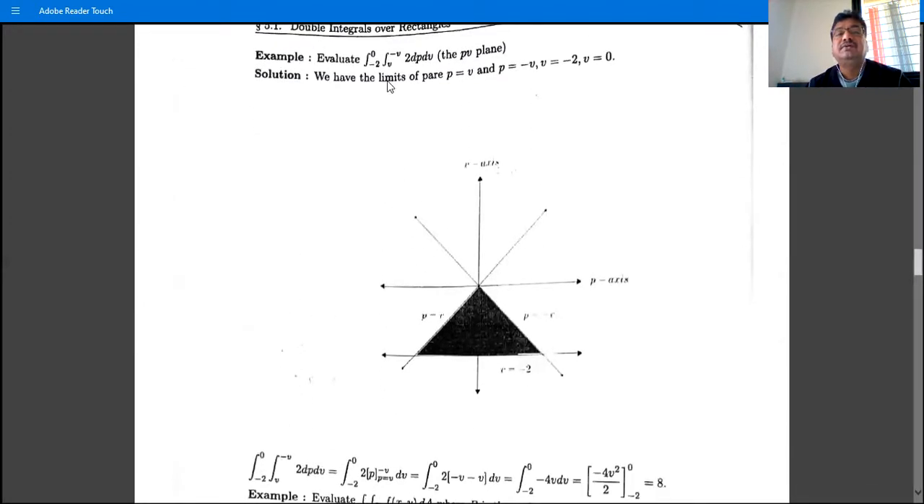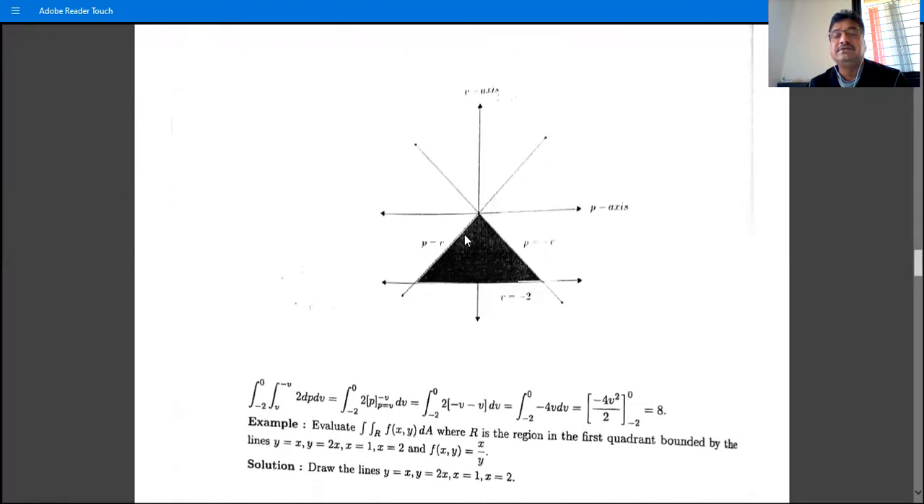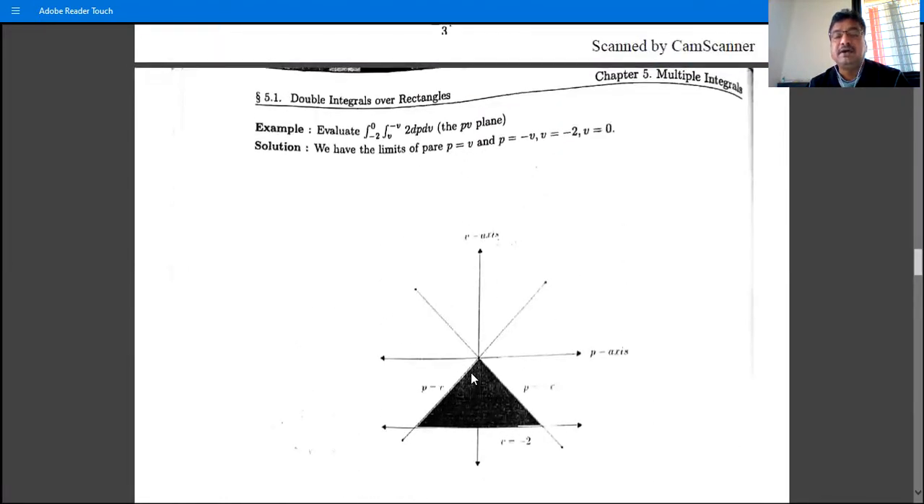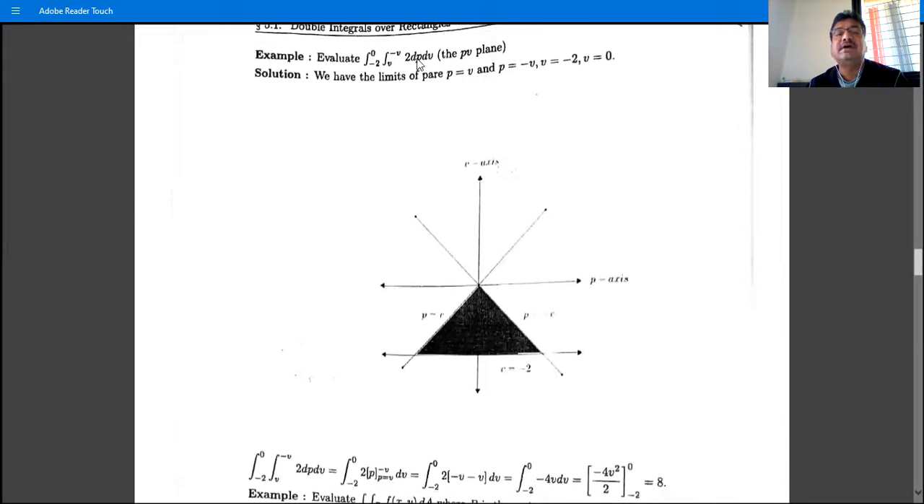So in the integration, we have the limit of p from v. p is equal to v is this line, x is equal to y, or the y is equal to x line. This is the p is equal to v line, and p is equal to minus v means this part. This part is p is equal to minus v below the p axis, x axis, and this is v is equal to minus 2. v is equal to minus 2 is this line.